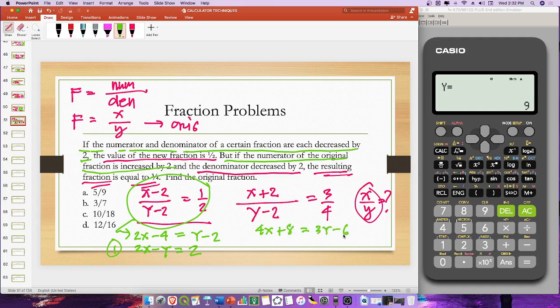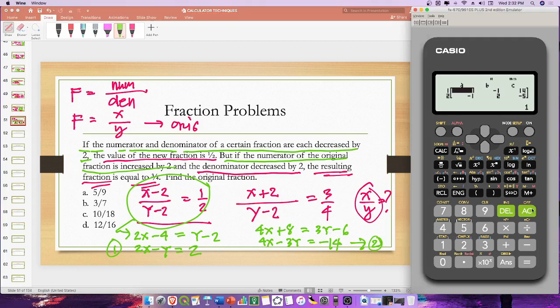Combining all the constant terms to the right and all the variables to the left, now this will become... 8, when transposed to the other side, becomes negative, minus 16 minus 6, it will become minus 14. So now this will be my equation number 2. Alright, since we now have our equations 1 and 2, we can go to mode 5 and plug in the coefficients of our equations.